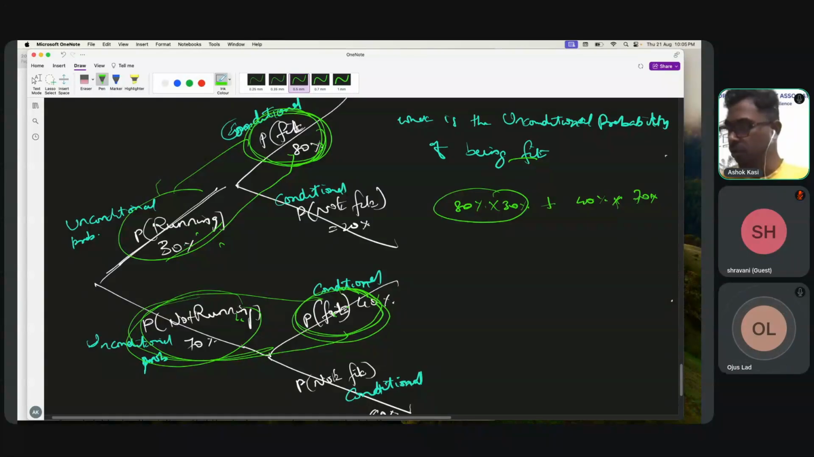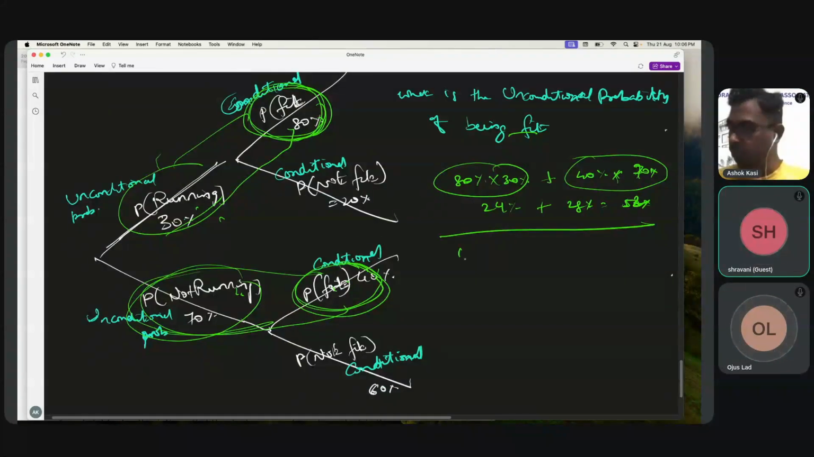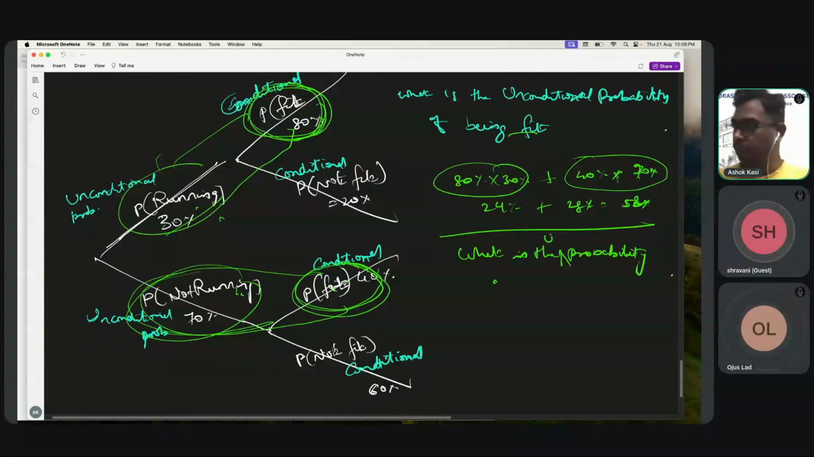Shravani, you understood this? Yes, sir. Then this becomes what? Unconditional probability of being fit. So 24% plus 28% is 52%. Okay. Now in the same way, clear, right? Shravani, you understood this? Yes. Now in the same way, if I ask you, what is the unconditional probability?